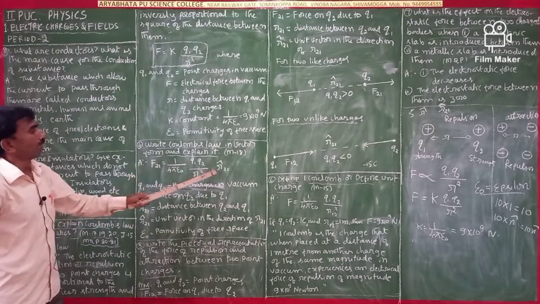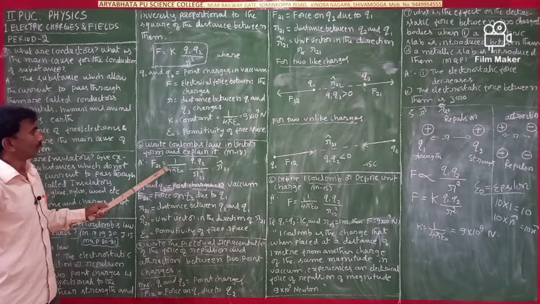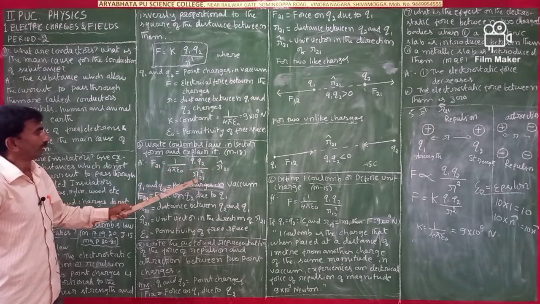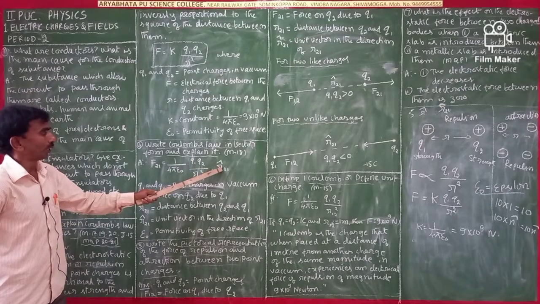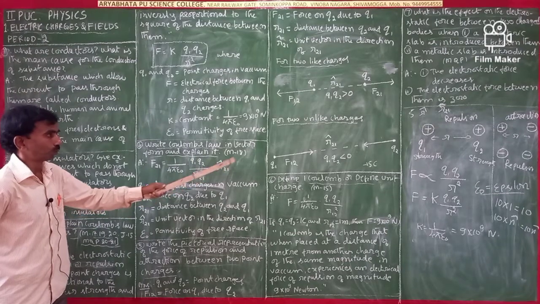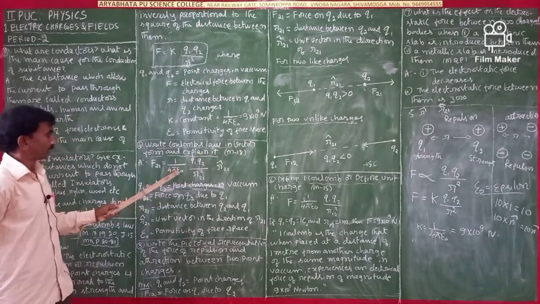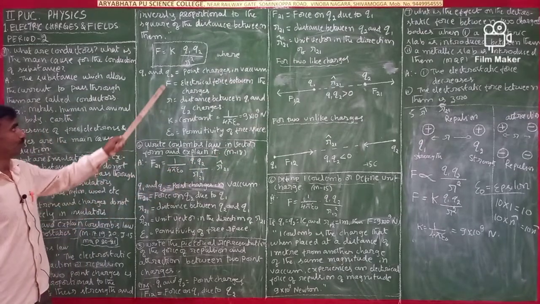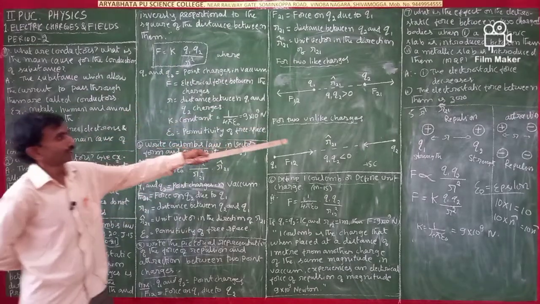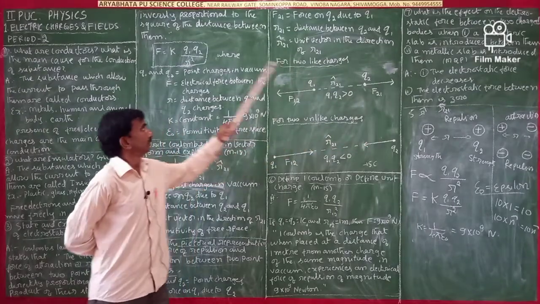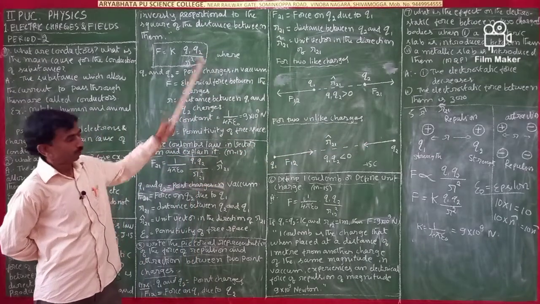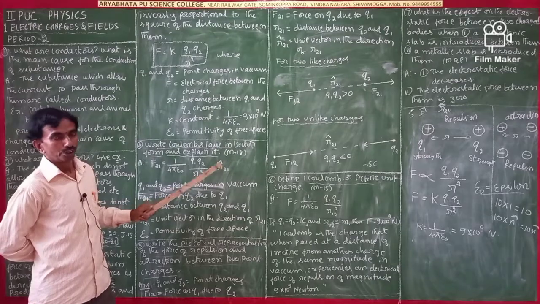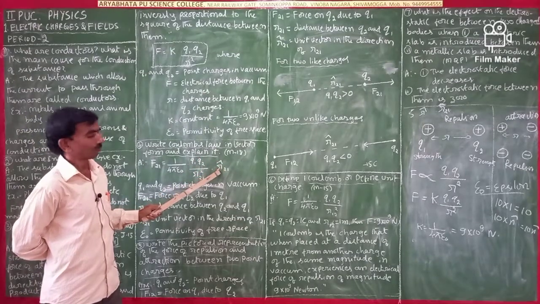So R21 means 1 by 4 pi epsilon naught into Q1 Q2 by R square. R21 means we have to measure the distance from Q2 charge to Q1. That is a vector quantity. If you simply put the distance R between Q1 and Q2, then it becomes a scalar quantity. If it shows the direction, in the vector quantity, a unit vector always comes here.